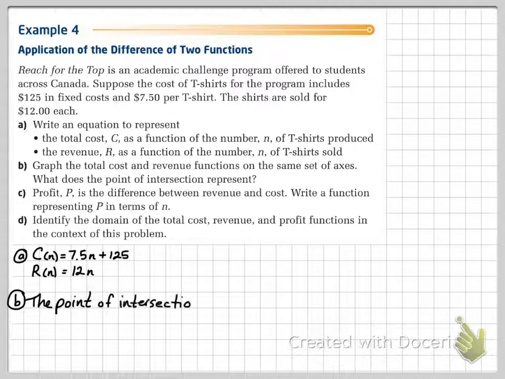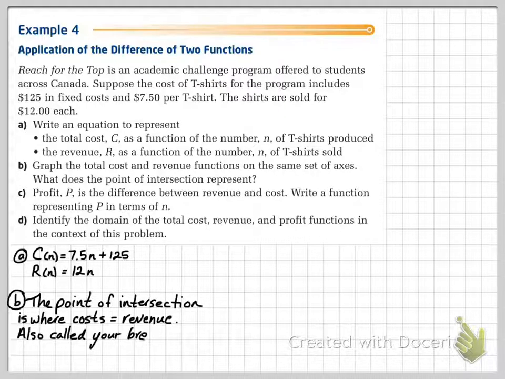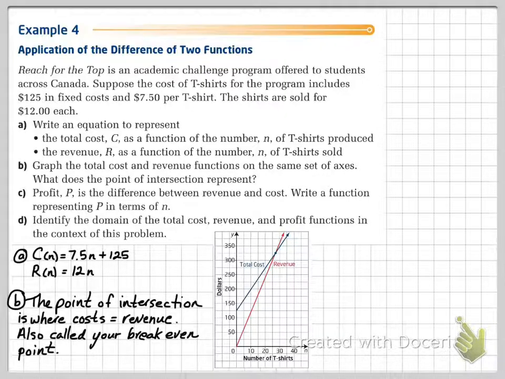B. Graph the total cost and revenue functions on the same set of axes. What does the point of intersection represent? Well, the point of intersection is always going to be where the two functions are equal, and that's where the cost is going to equal our revenue. And on a graph where cost equals revenue, that's your break-even point.